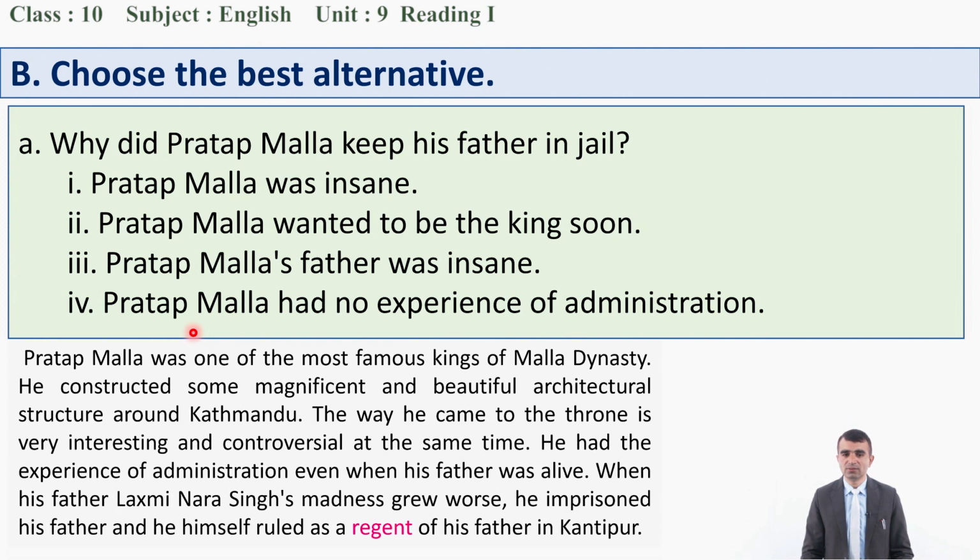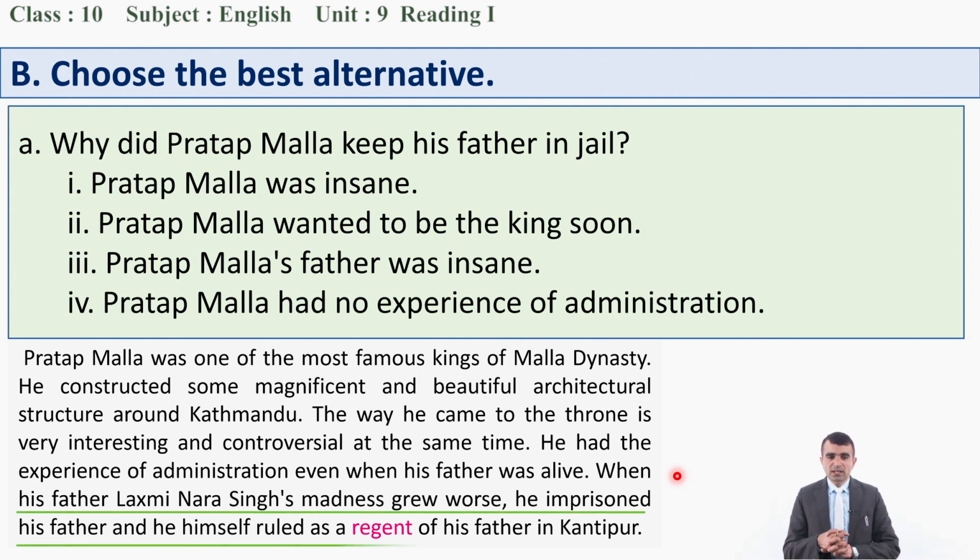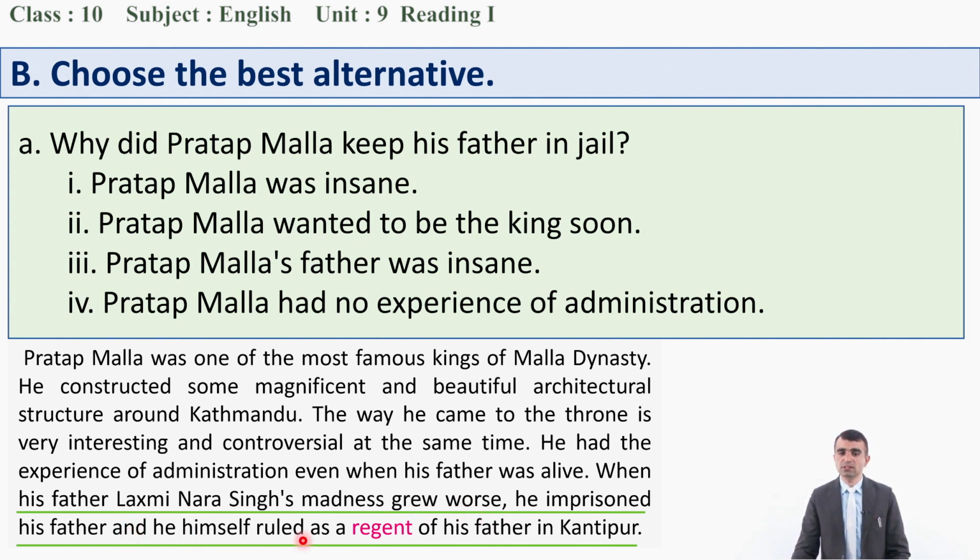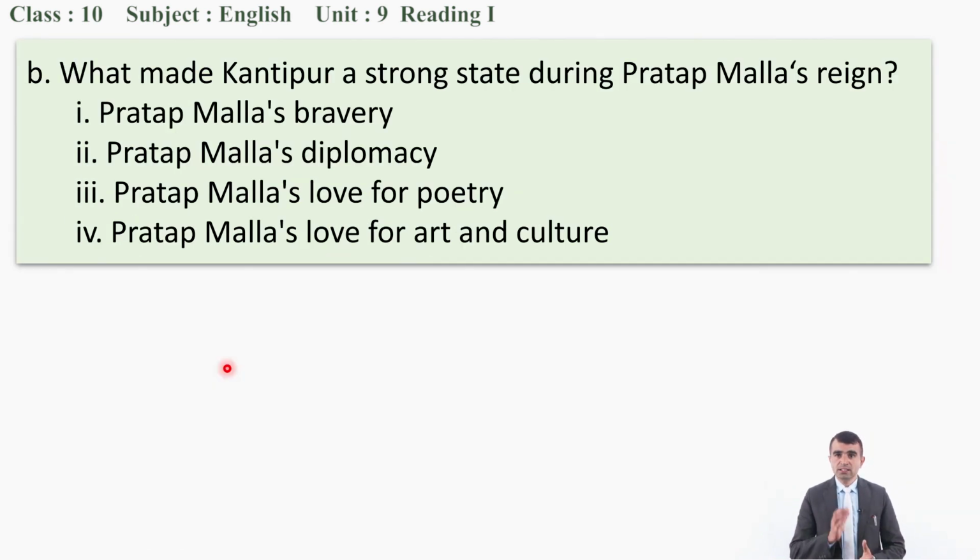Can you do it? Well, you can see here in the first paragraph of the reading text. So, what is given? Well, when his father Lakshmi Narsingh's madness grew worse, he imprisoned his father and he himself ruled as a regent of his father in Kantipur. His father's madness grew worse. Madness means he was insane. So, what is the correct answer? Good, you have done it. The correct answer is, Pratap Malla's father was insane. Mad, it means.